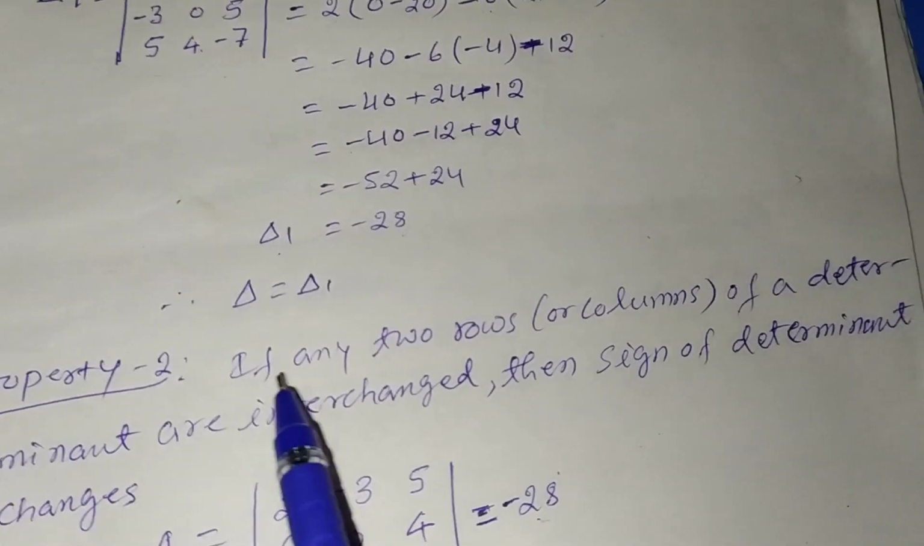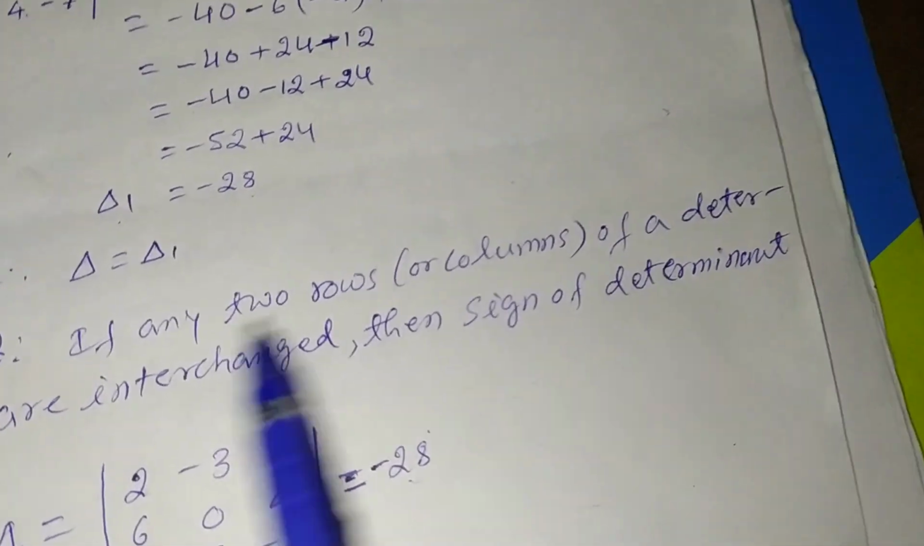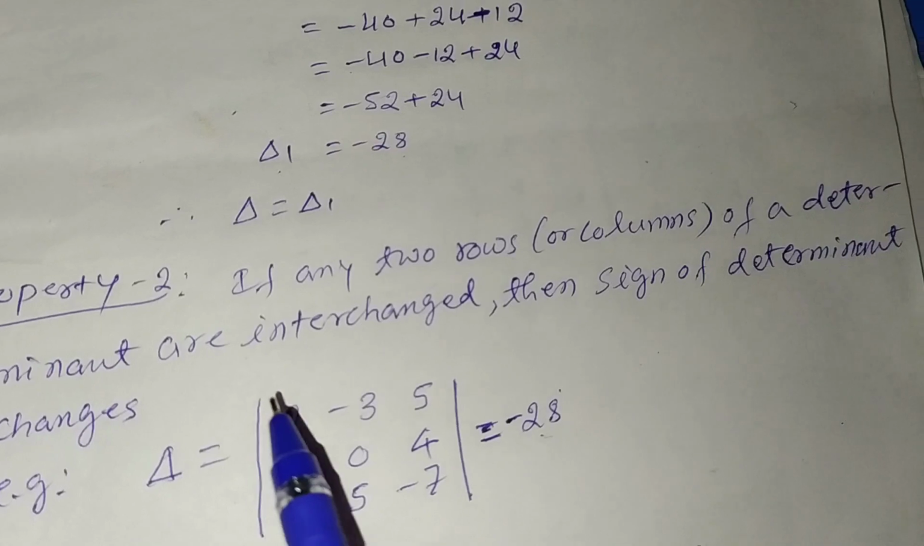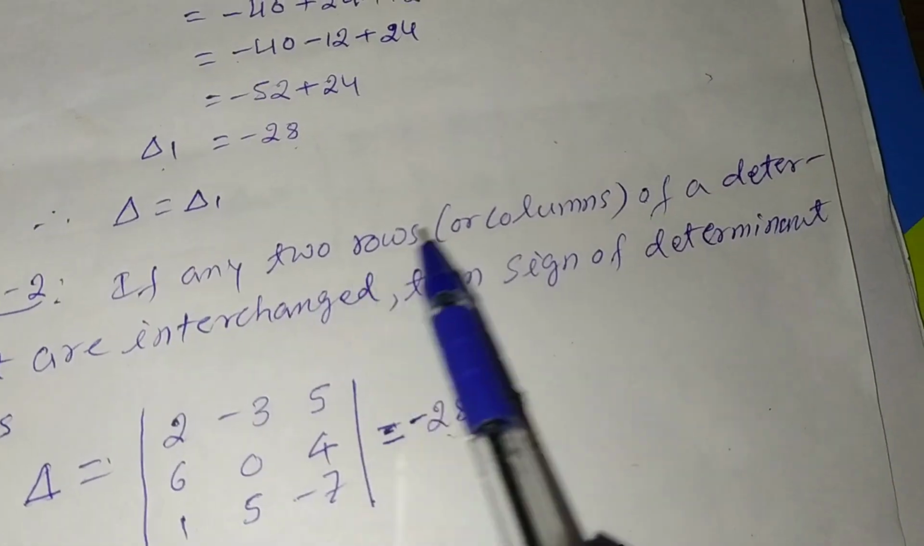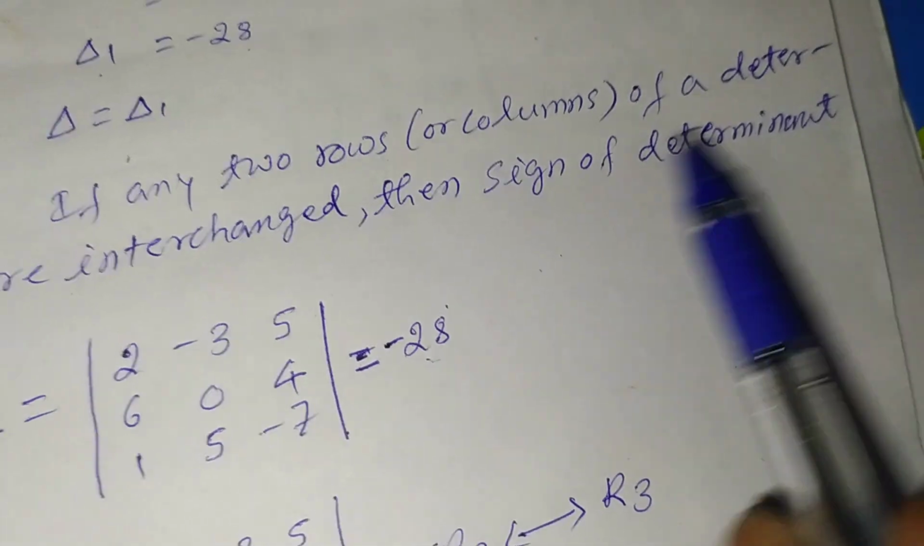Similarly, the second property. According to the second property, the statement is: if any 2 rows or columns of a determinant are interchanged, then the sign of the determinant changes. Okay, see here. According to the statement, if any 2 rows or columns of a determinant are interchanged, then the sign of the determinant changes.